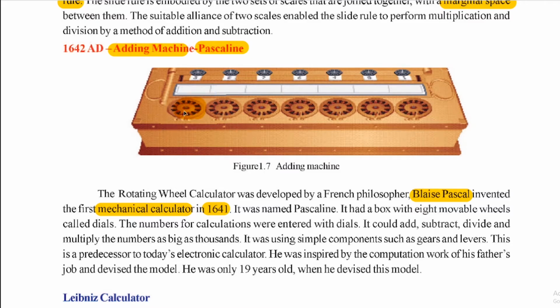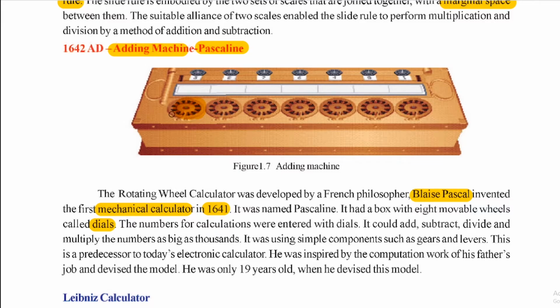1, 2, 3, something like this. So more, 1, 2, 3, 4, 5, 6. We have shown many, but we have 8 dials, like earlier telephone. We had dials, so same thing. So it had 8 movable wheels called dials. The numbers for calculations were entered with the dial.